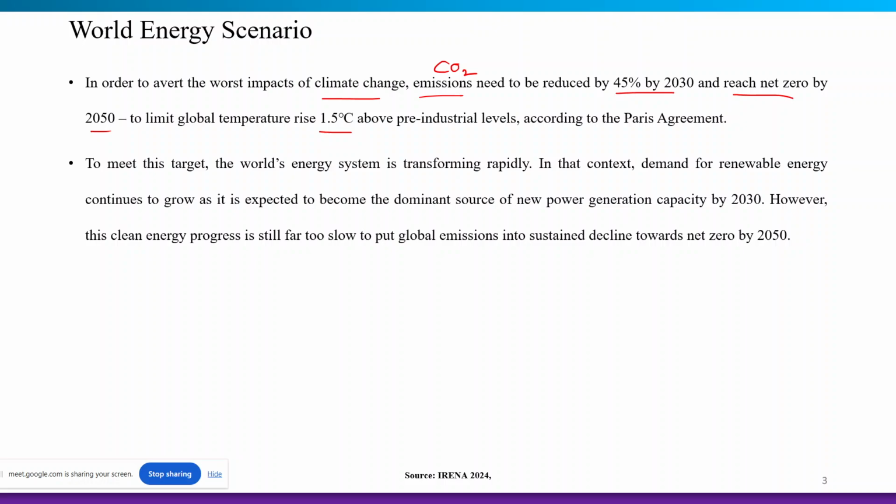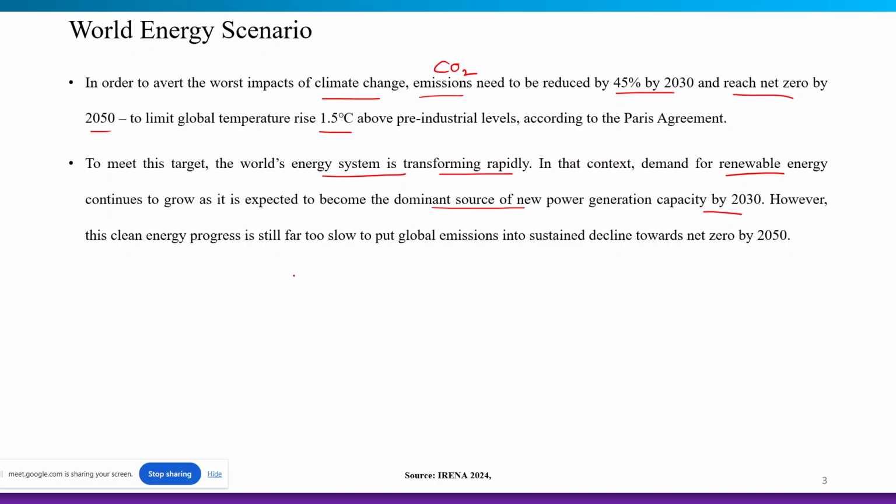Now, to meet the target, the world's energy transition is transforming rapidly. Everyone is doing a lot of research, trying to take a lot of technologies into the market to make this energy transition happen in a rapid way and make the process faster. But as I already said, complete fossil fuel replacement is not going to be possible overnight. So in that context, the demand for renewable energy continues to grow, as it is expected to become the dominant source of new power generation capacity by 2030.